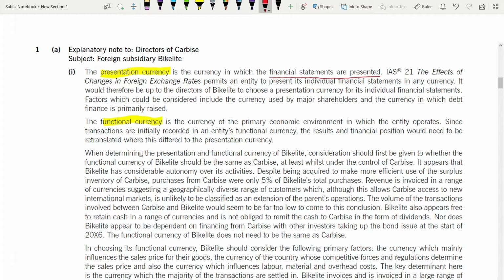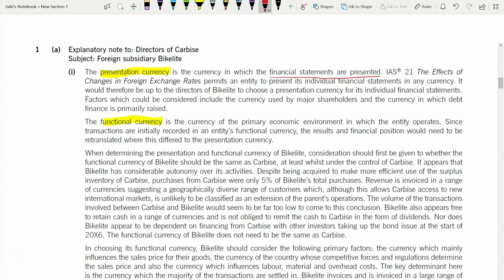Okay, so the presentation currency is the currency in which the financial statements are presented. You have to refer to IAS 21, the effects of changes in foreign exchange rates. You don't have to name the whole title, just referring to IAS 21 is enough. And if you don't remember the number, you can say effects of changes in foreign exchange rates.